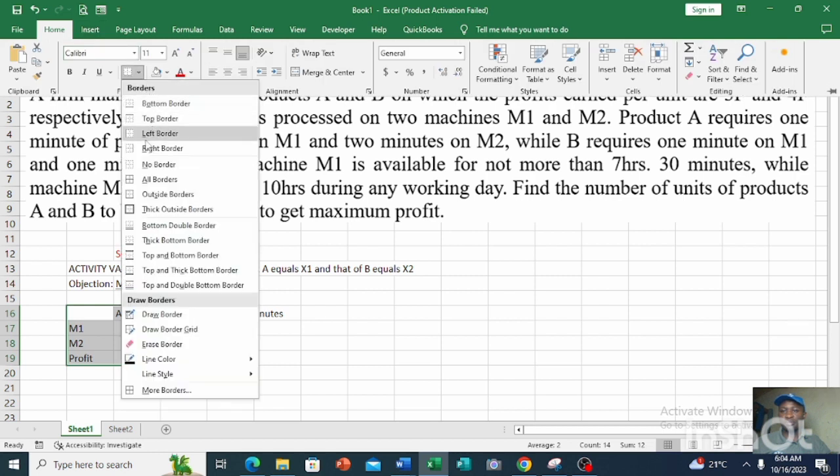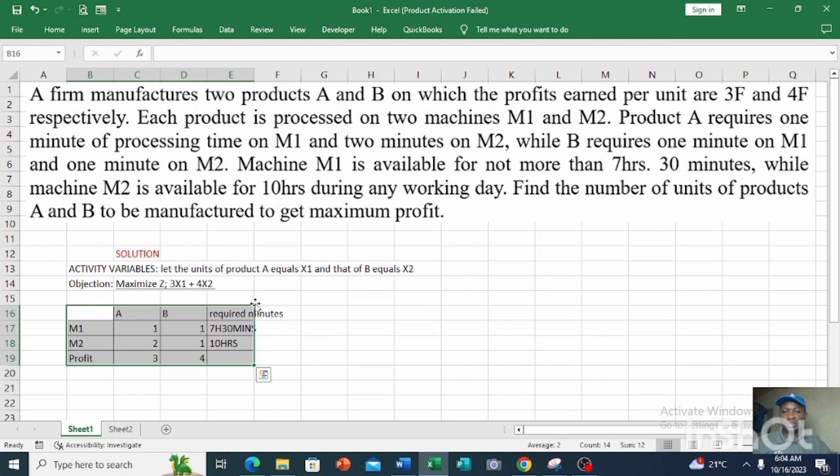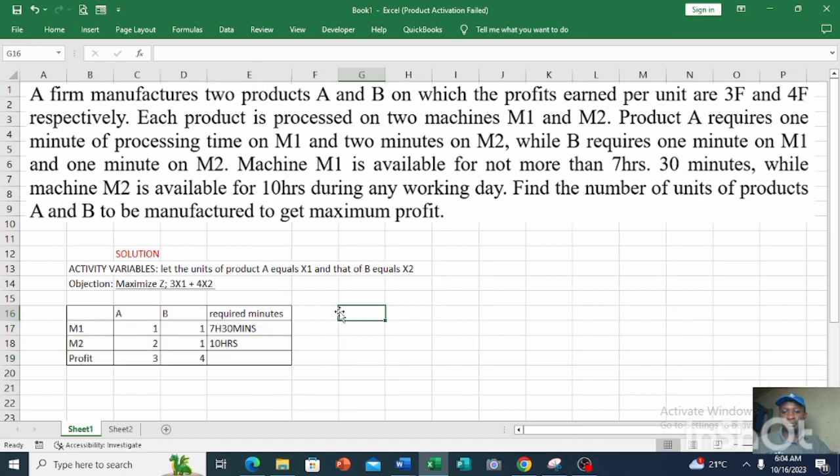I'm going to put this in a table format. So this is our small table. Then this 7 hours 30 minutes, we will convert everything to minutes, since the available time duration here is all in minutes. Each hour is always equal to 60 minutes, right? So we are going to take 7 times 60, and then plus the 30 minutes that we have there.